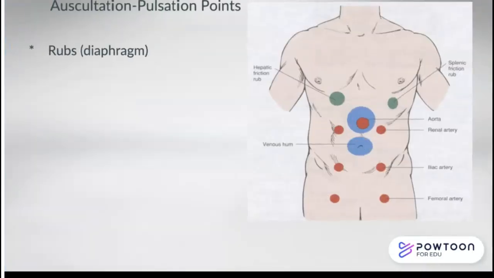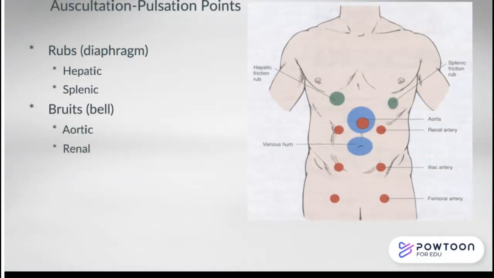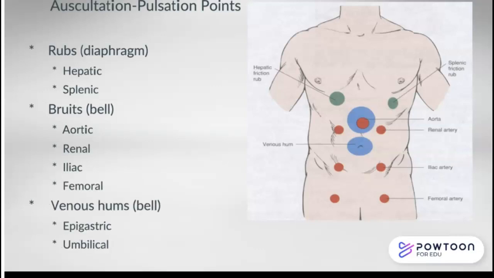This may be difficult for you to hear at this point in your training, but you may hear some vascular sounds. There are some rubs from the hepatic and splenic arteries that you can listen to with your diaphragm, as noted on the picture, as well as some potential bruits, which should be listened to with the bell, as well as any venous hums.